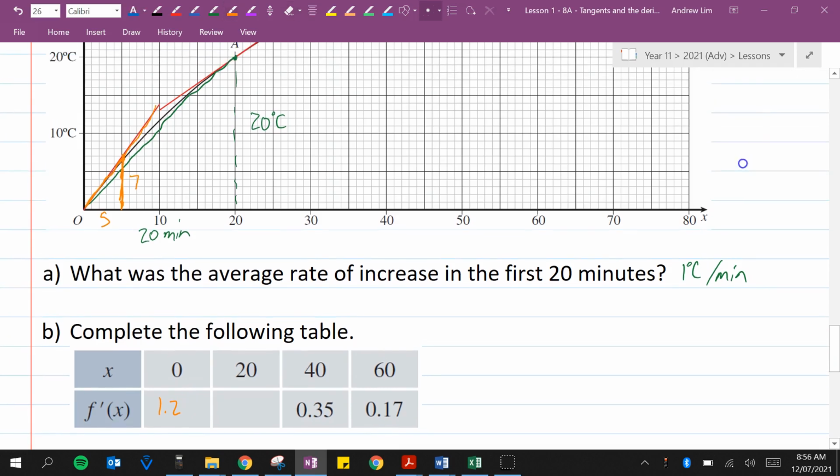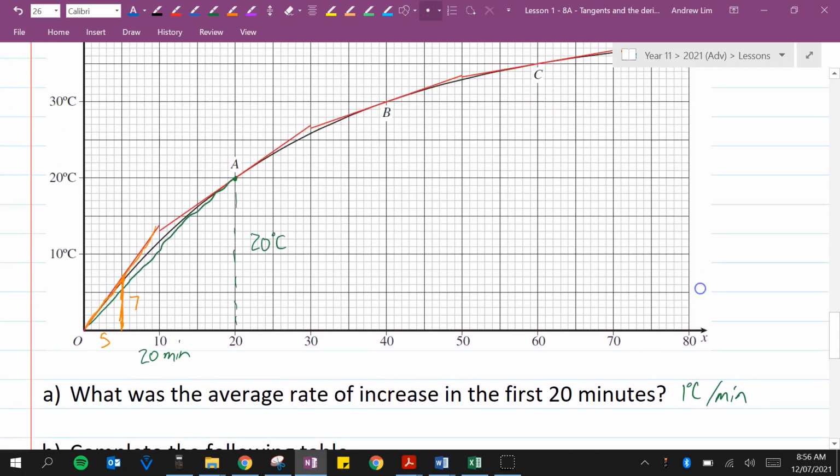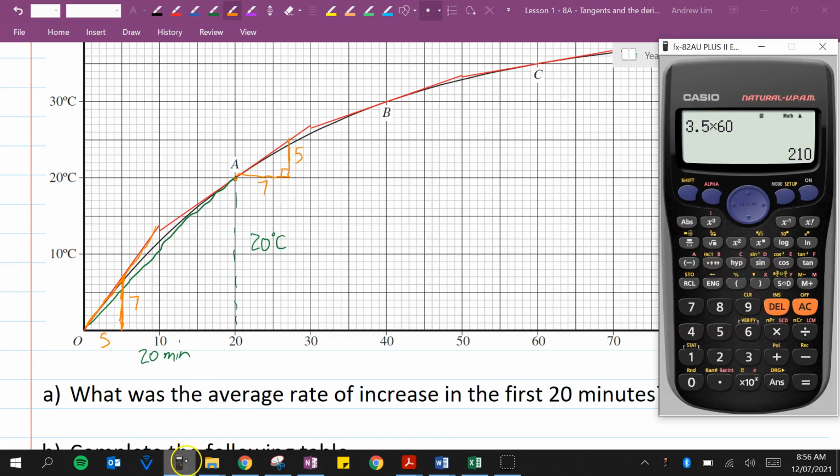What about when it's at the 20-minute mark? At the 20-minute mark, it's probably around here. So if I want to find a rise and run of this, 1, 2, 3, 4, 5, and we've got 5, 6, 7. This time, the gradient is 5 over 7, which is about 0.71.